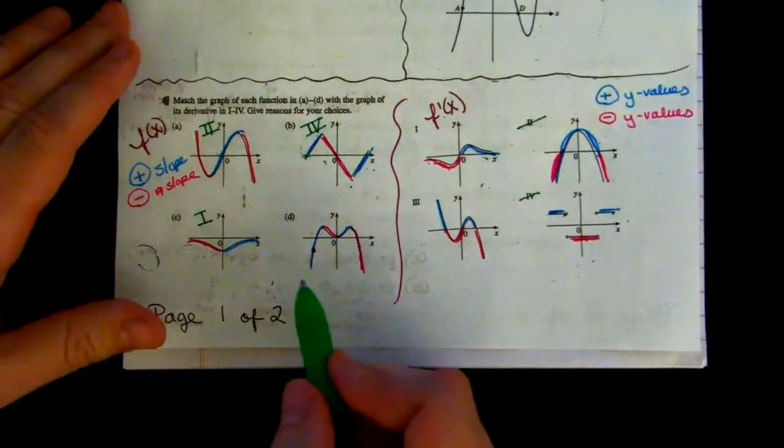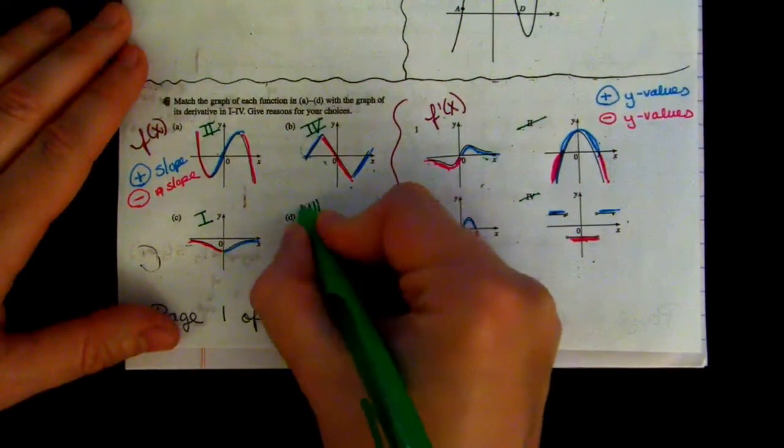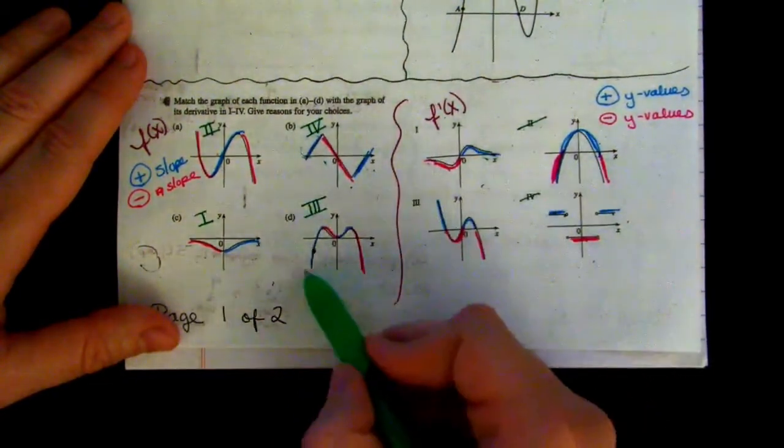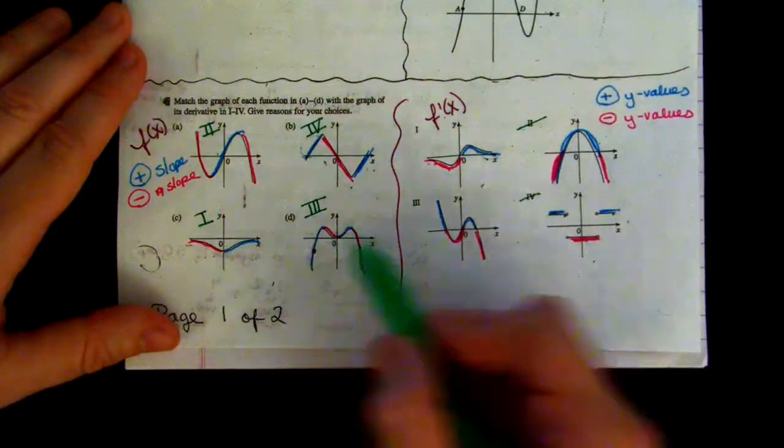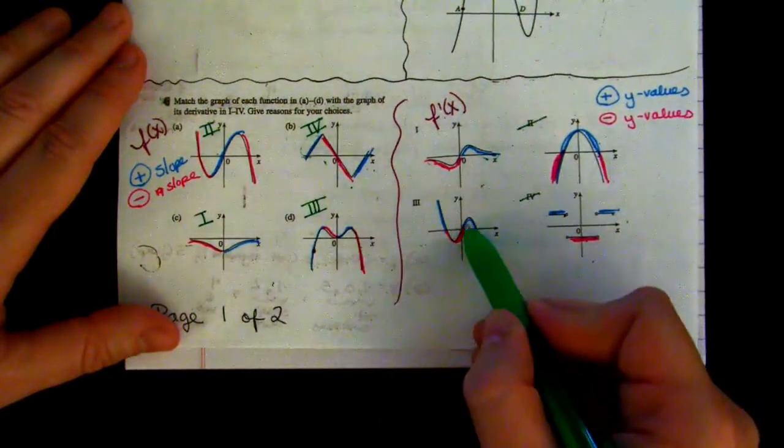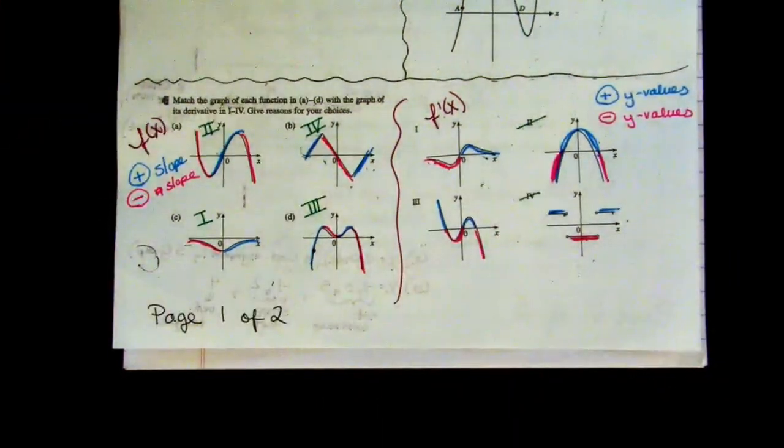Clearly, D then has to be 3, but everything checks. Positive slope, positive y values. Negative slope, negative y values. Positive slope, positive y values, and so on. Everything's checking with that.